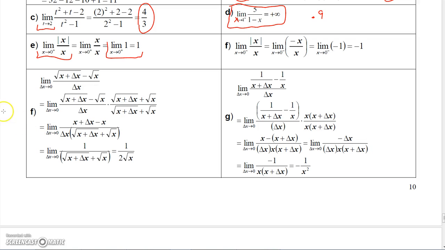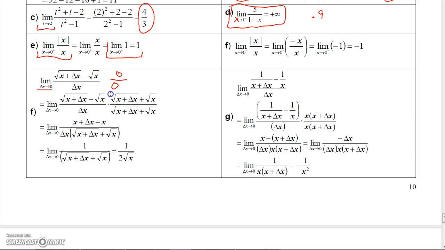And then here's an example of where you need to rationalize. Now this one's a little bit tricky because you've got two variables here. But if you let delta x go to 0, the top's going to be square root of x minus square root of x over 0. So you're going to get 0 over 0 here. So you know you got to do something to fix that.